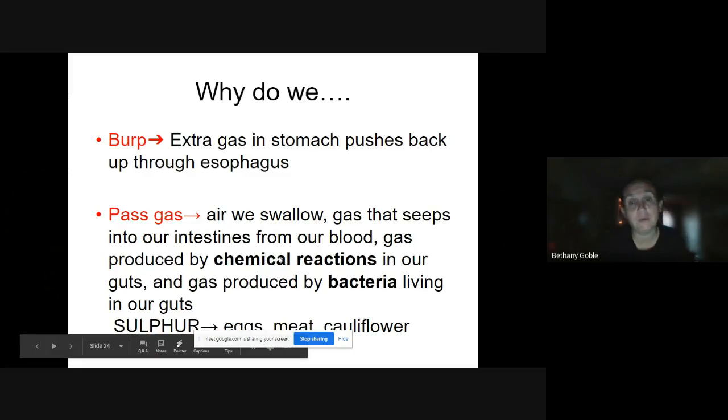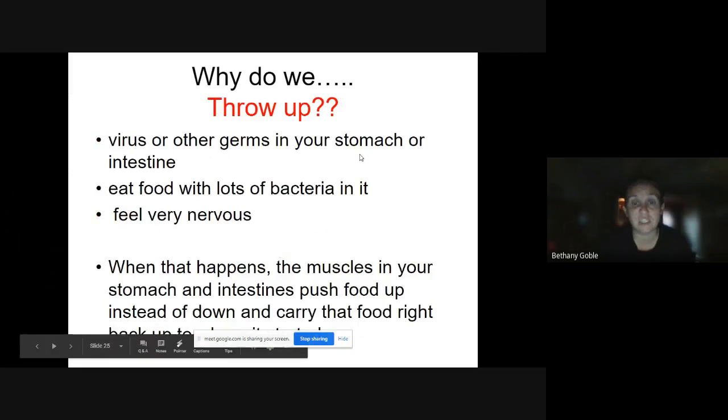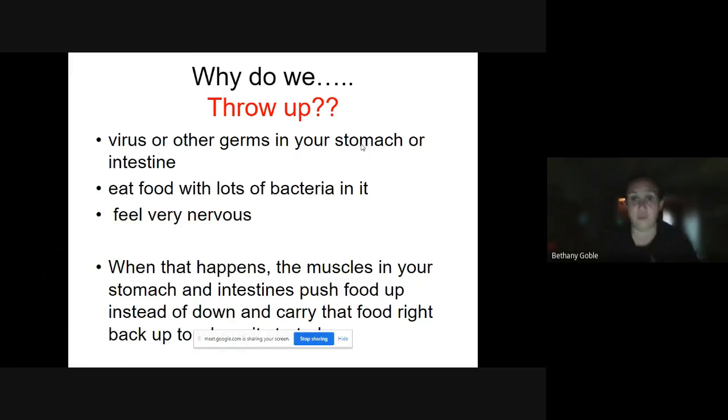Why do we throw up? So different reasons. Maybe you have a virus. It doesn't sit well in your stomach, and you just got to get it out. Maybe you eat food with a lot of bacteria in it. Maybe you didn't cook it right, or it wasn't prepared right, or someone didn't wash their hands when they touched it, right? And there's bacteria in it. It doesn't settle well in your stomach. It's not going to go out. It's going to come out, right? Maybe you get very nervous. A lot of people could get nervous, and that excitement could cause issues in their belly and throw it up.